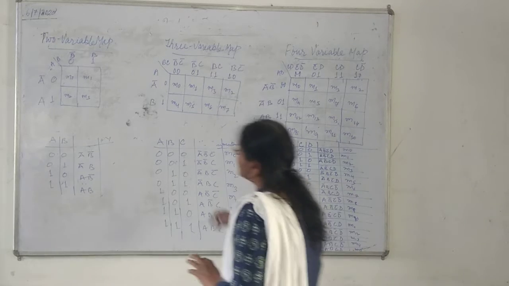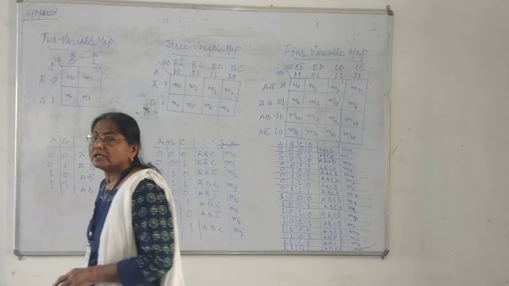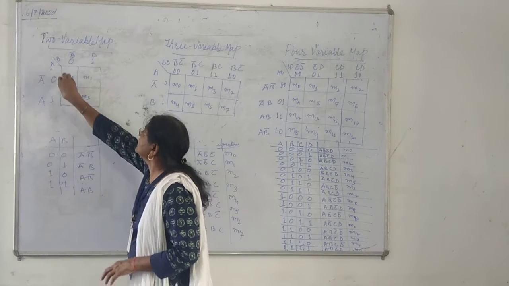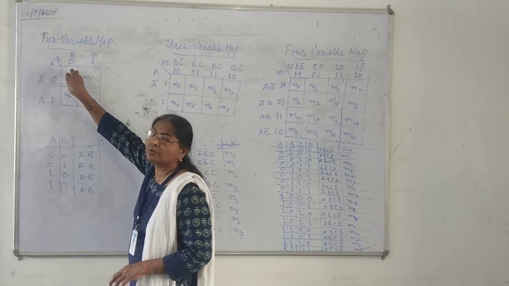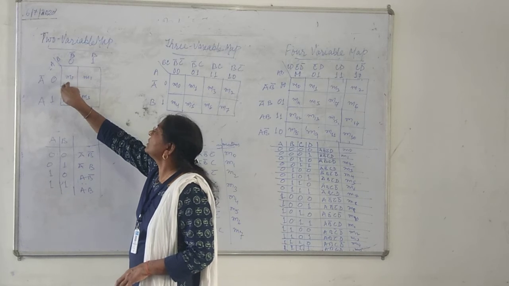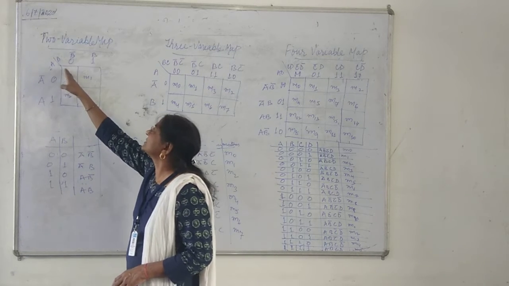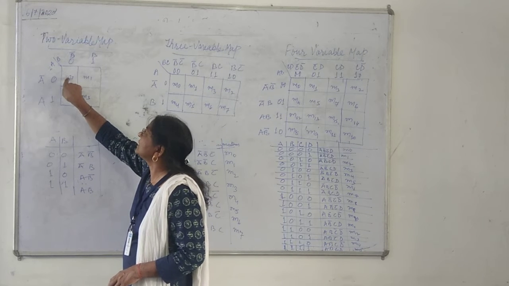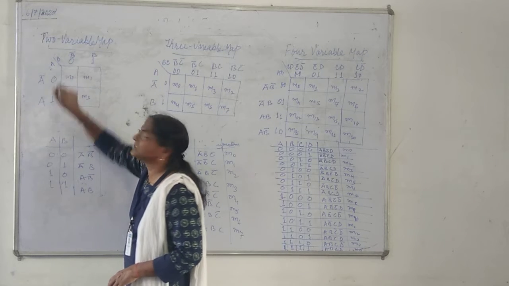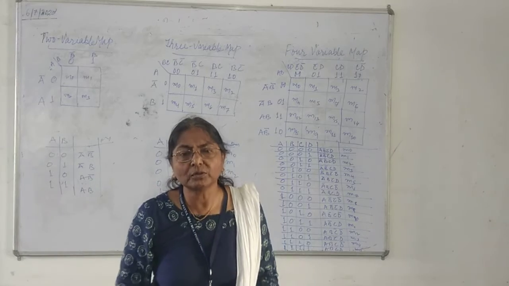Now, see here, in the 2 variable map I have assigned every cell, every square, a value. I have called them M0, M1, M2, M3. You may also call them 0, 1, 2, 3, because for this cell the value of A is 0 and the value of B is 0. So this cell is equal to 0.